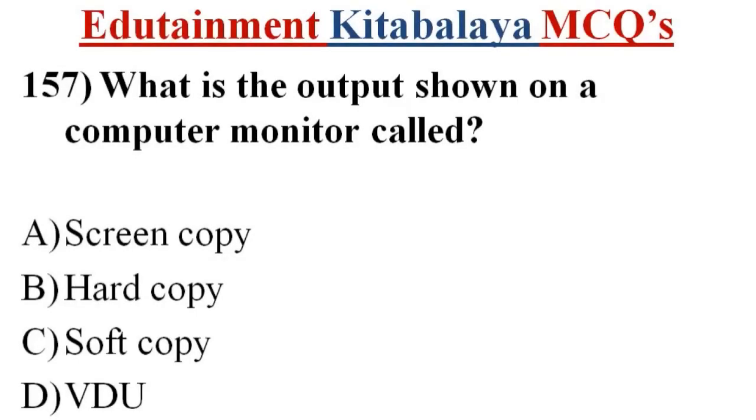Question number 157. What is the output shown on a computer monitor called? A. Screen copy. B. Hard copy. C. Soft copy. D. VDU. Correct answer is C. Soft copy.